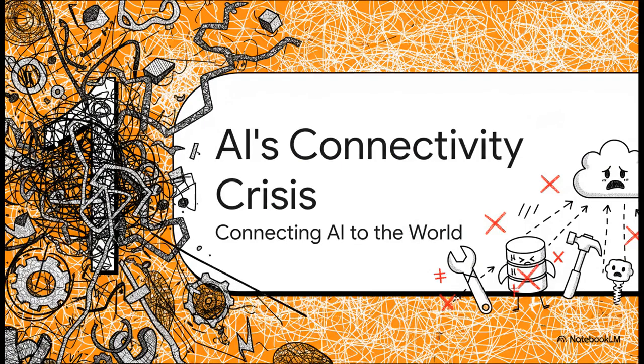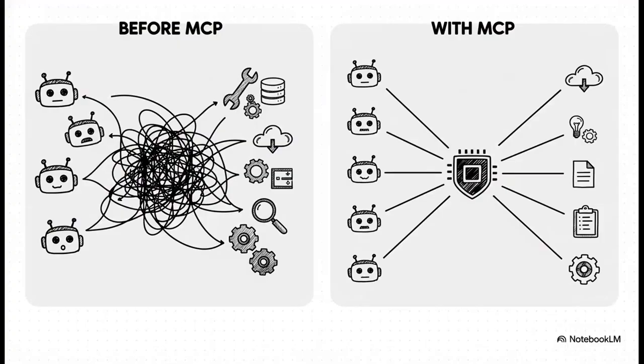Okay, first up, AI's connectivity crisis. Let's really understand the problem MCP was designed to solve. Because before it came along, getting an AI model to just talk to a simple tool was, well, a chaotic, one-off nightmare for developers. This slide just lays it out perfectly.